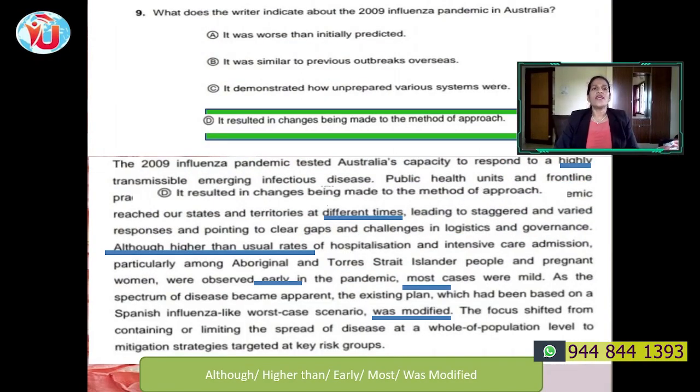The next question is, what does the writer indicate about the 2009 influenza pandemic in Australia? You see again, what? The important thing here is what the writer indicates about the 2009 influenza pandemic in Australia. So you need to know what he indicates. As we apply the QTA method, the question we have read. Now let's move on to the text. The 2009 influenza pandemic tested Australia's capacity to respond to a highly transmissible emerging infectious disease. Public health units and frontline.